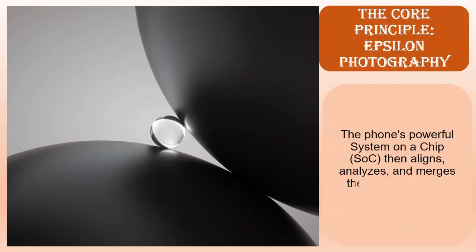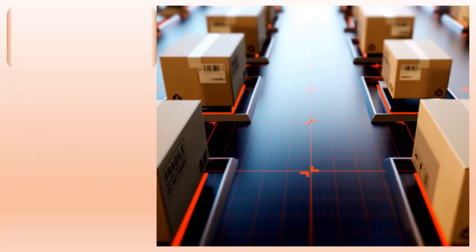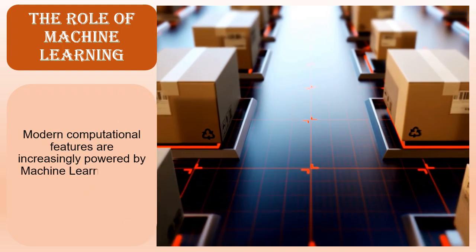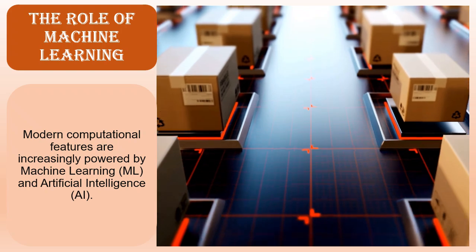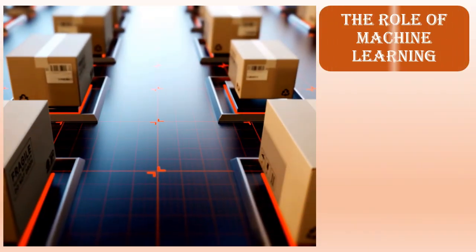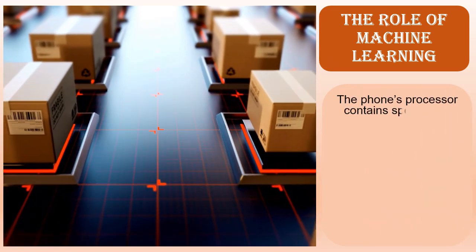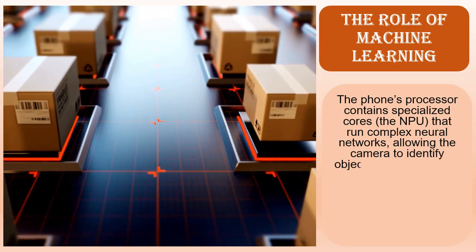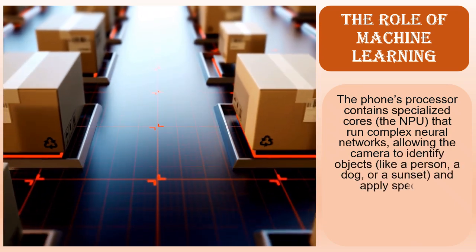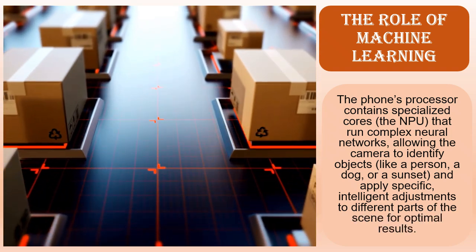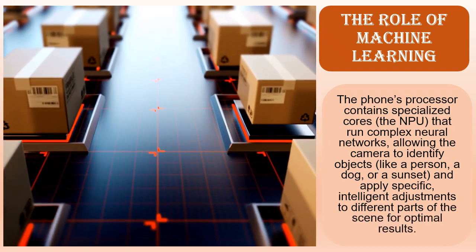The role of machine learning. Modern computational features are increasingly powered by machine learning, ML, and artificial intelligence, AI. The phone's processor contains specialized cores, the NPU, that run complex neural networks, allowing the camera to identify objects, like a person, a dog, or a sunset, and apply specific, intelligent adjustments to different parts of the scene for optimal results.